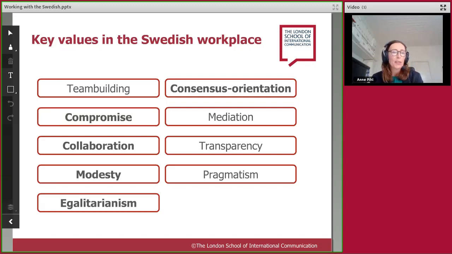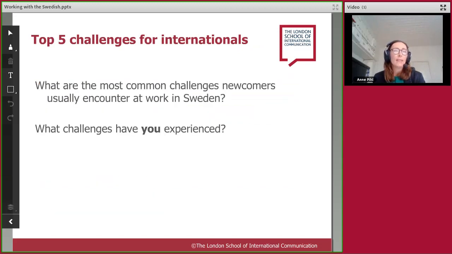So that leads me on to my next point, the top 5 challenges for internationals. As I said, I work as a relocation consultant, helping people move all the time. And these are challenges which come up time and time again, the most common challenges that newcomers usually encounter at work in Sweden. But before we get into that, perhaps we could get some feedback from you.